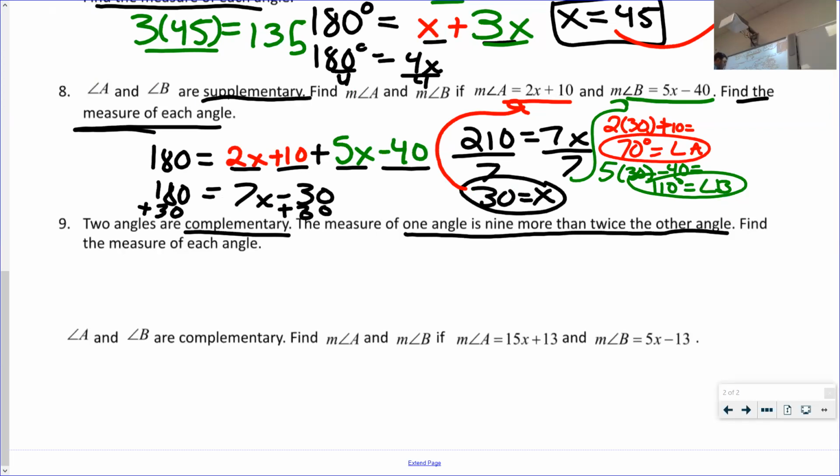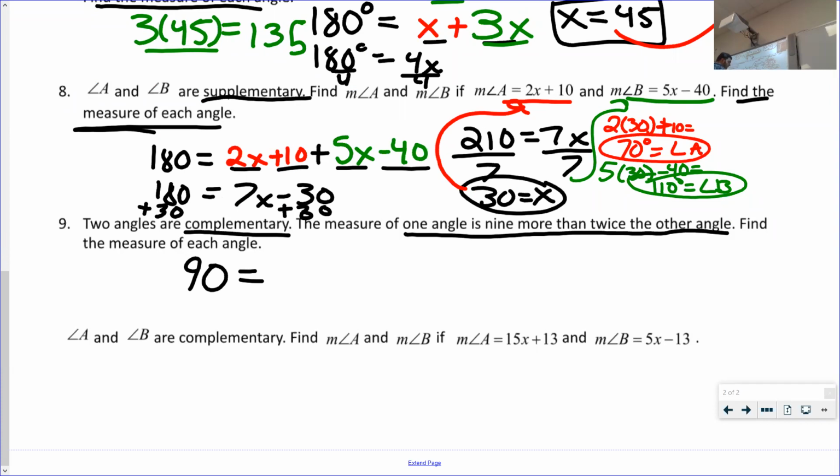Okay, first off, we need to remember what complementary is. Complementary, unlike supplementary, is not 180, but half of 180, which is 90. You're getting that right angle going on. So complementary is 90 degrees. Since we know it's complementary, we know it's going to be 90 equals something. The measure of one angle is 9 more than the other.